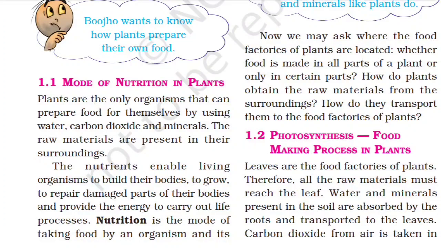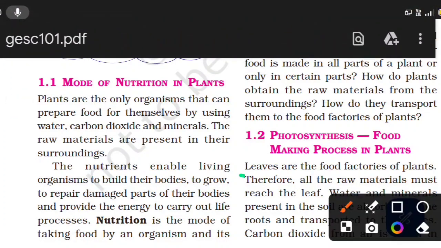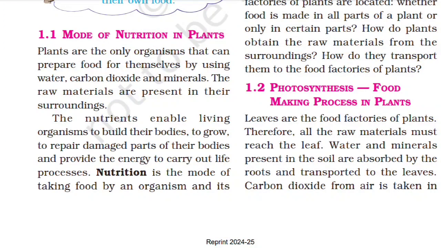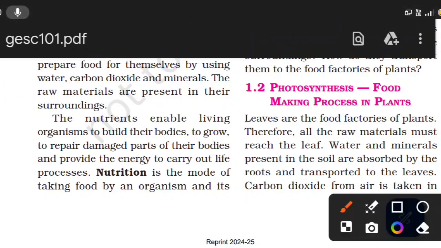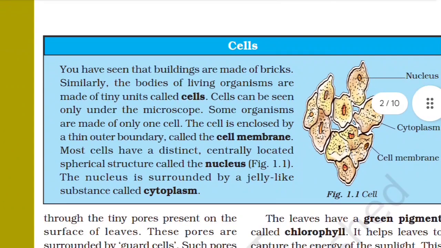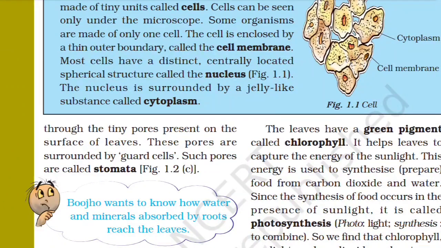Leaves are the food factories. They help the plants to prepare their food by using some natural things, that is sunlight, carbon dioxide, and water. The raw materials must reach the leaf. Water and minerals present in the soil are absorbed by the roots and transported to the leaves. Then carbon dioxide from the air is taken in through the tiny pores present on the surface of leaves.